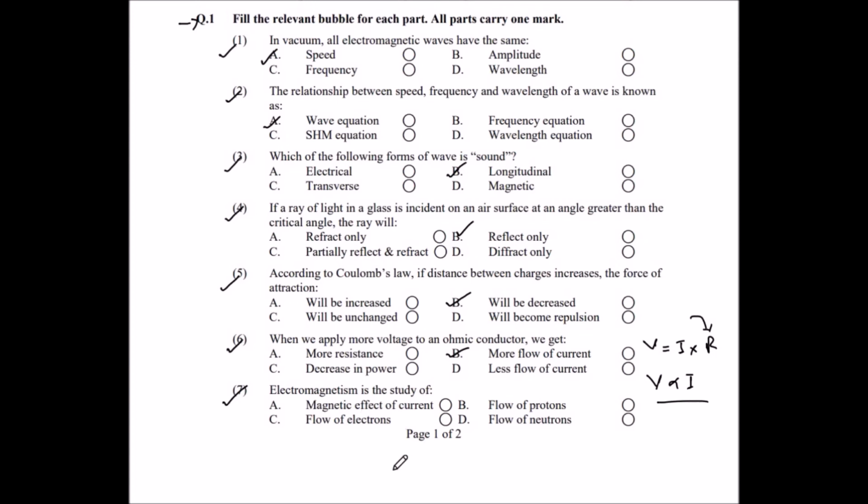Number 7. Electromagnetism is the study of, and you have 4 options. In electromagnetism, actually, what we learn is the magnetic effect of current. That's why option A is the right answer here.